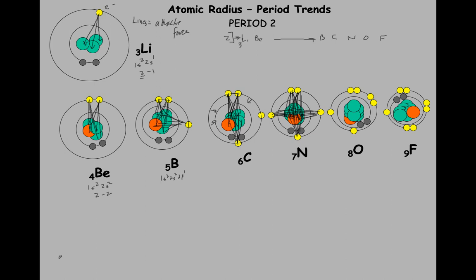So starting to get a little crowded in here, starting to get a lot of attractive force. I'm getting on to oxygen now, almost getting to the edge here. Again, we had an eighth proton and a sixth valence electron. Okay, so 1, 2, 3, 4, 5, 6, 7, and 8.